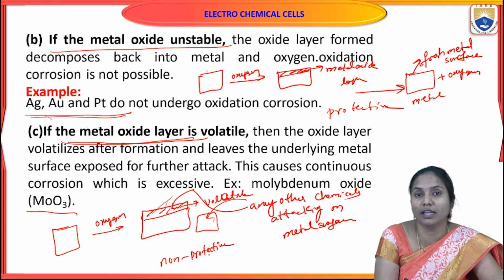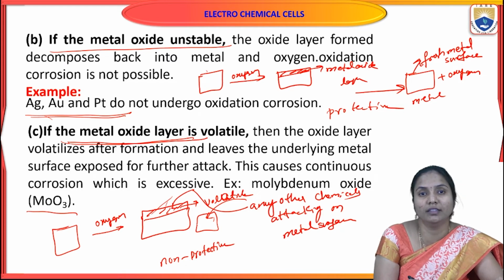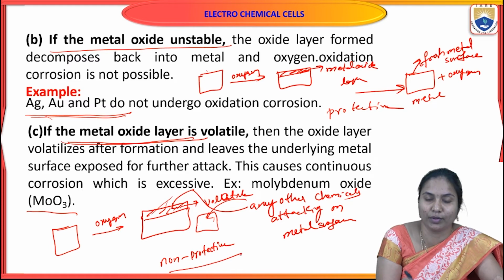If the metal oxide layer is stable, it means protective. If the metal oxide layer is unstable, then if we are using noble metals, protective. Other than noble metals, non-protective. If the metal oxide layer is volatile, in this case also this metal oxide layer acts as non-protective.